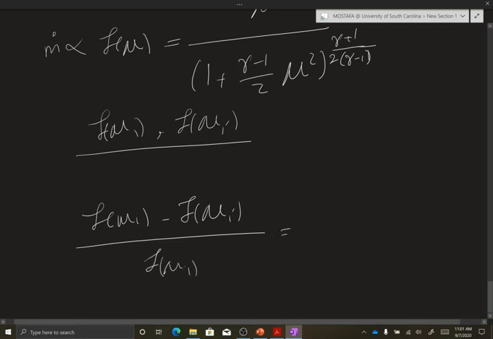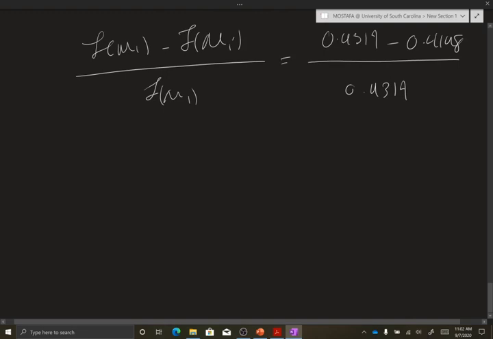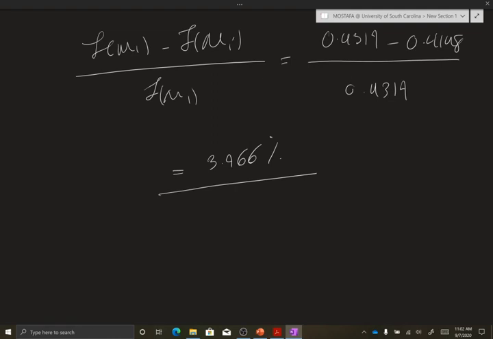If you calculate the values, you plug them in, you're going to get 0.439 minus 0.4148 over 0.4319. Okay, which means that your inlet flow spillage is going to be 3.966%. So 3.966% of the flow will spill over the duct because of this condition.